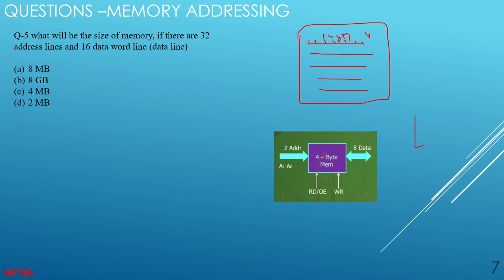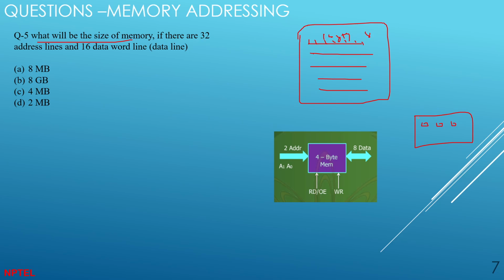So 16 GB RAM means it has a number of registers, right? What they are asking is, what will be the size of memory if there are 32 address lines? Okay, so what is an address line?